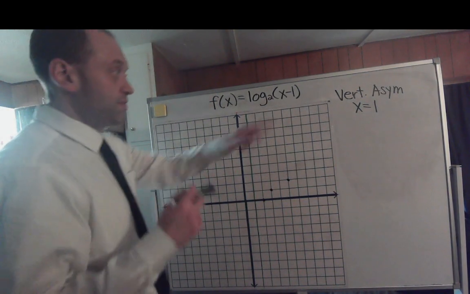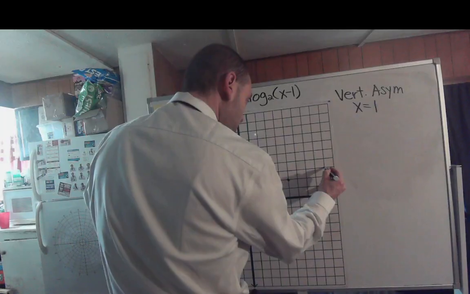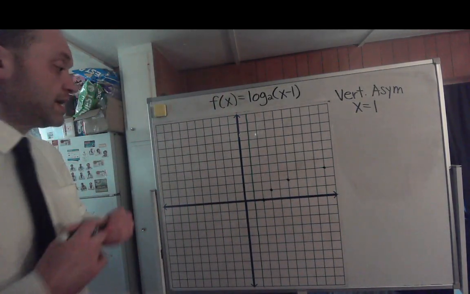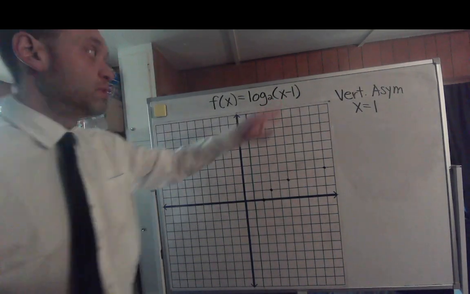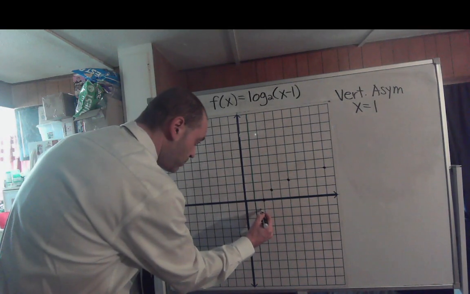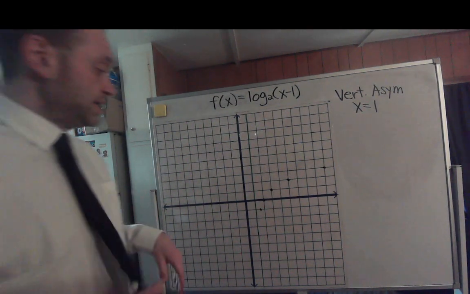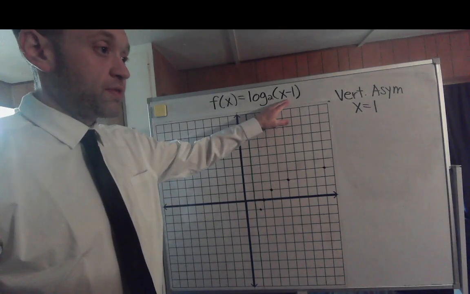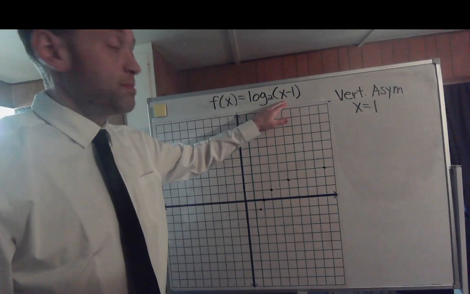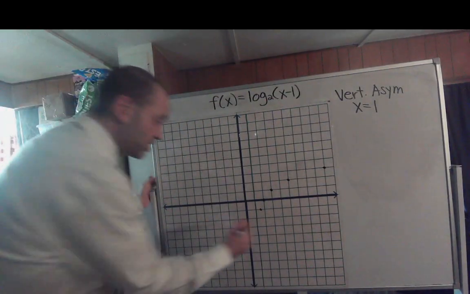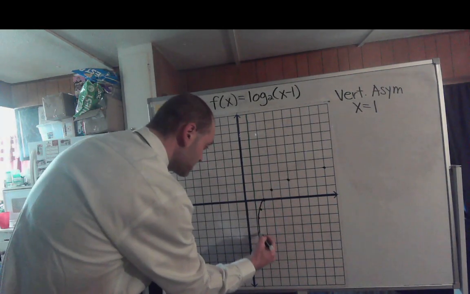Then let's put in 9 for x. 9 minus 1 is 8. Log base 2 of 8 is 3. Okay, and then let's put in 1.5 for x. That would give me log base 2 of 1/2, which would give me a y value of -1. Alright, and last but not least, let's put in 1.25 for x, which would end up giving me log base 2 of 1/4, which would give me a y value of -2. So here's what my shifted graph is going to look like.